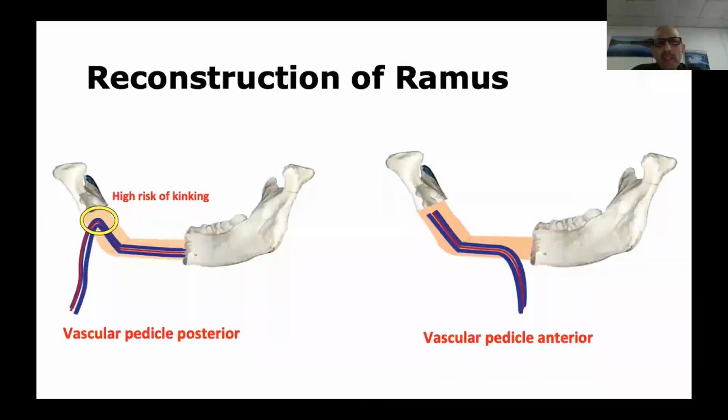Now, if you are doing the ramus reconstruction, and we take the fibula and keep the vascular pedicle posterior, then it kinks. So generally, when we are doing the ramus reconstruction, we try to place the vascular pedicle anteriorly, and knowing the correct orientation of the fibula becomes important in this situation.